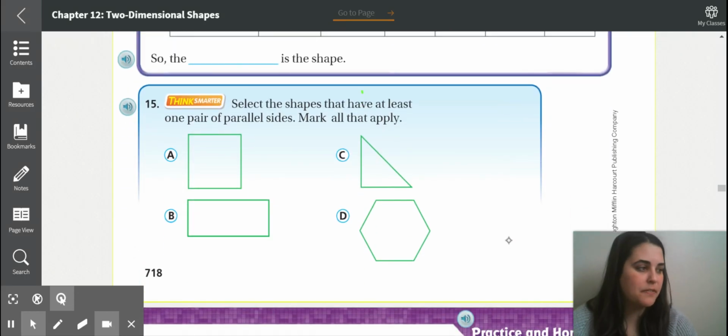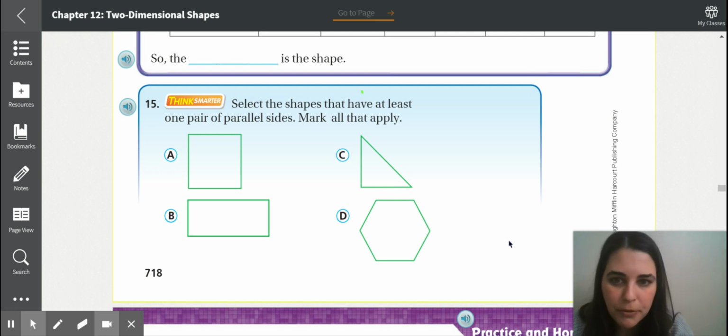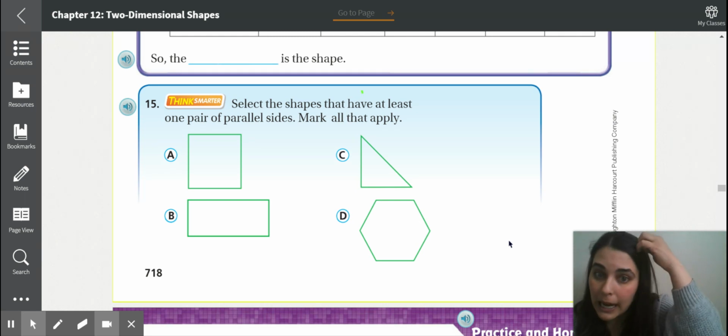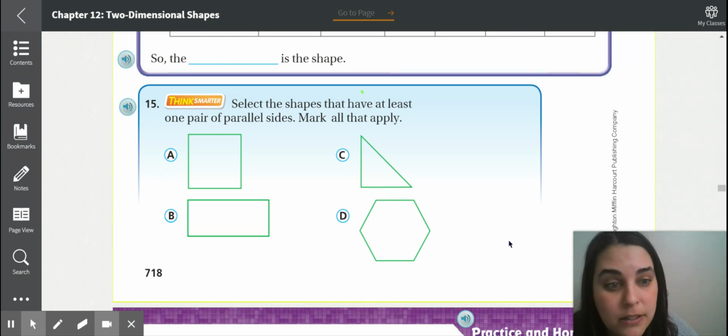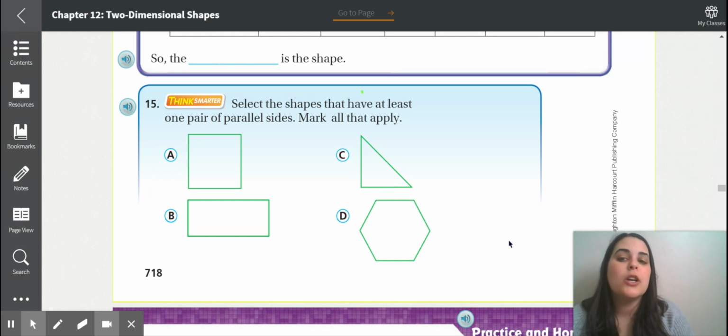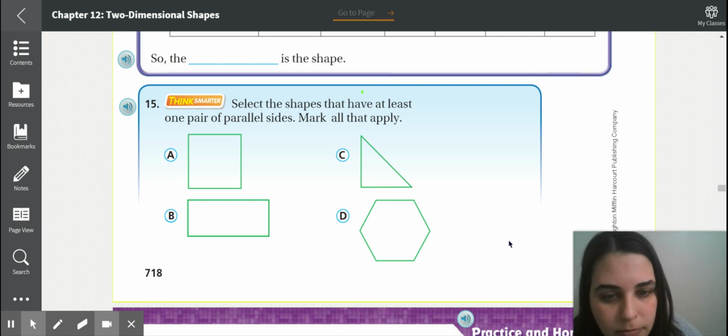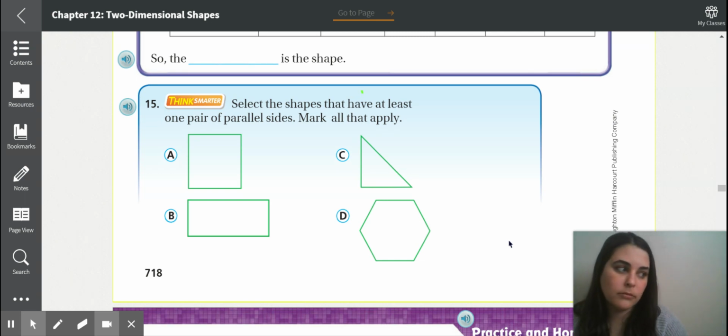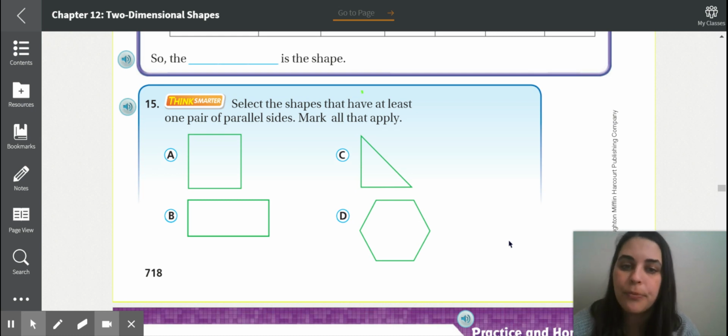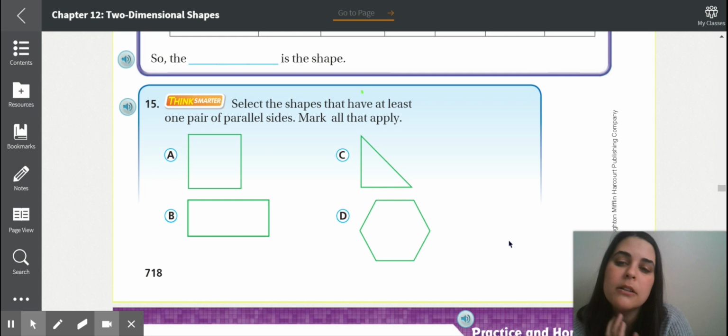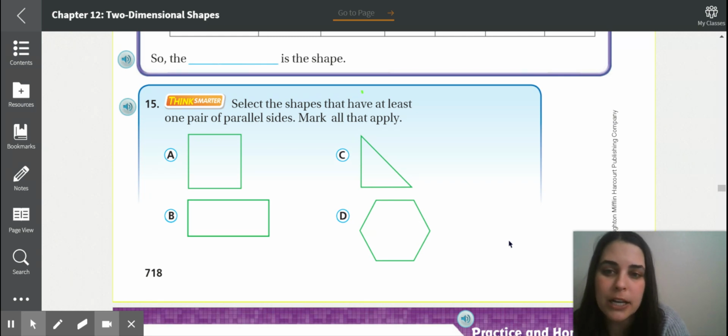Okay, I want you to skip all the way to number 15. So on to the next page, number 15. Select the shapes that have at least one pair of parallel sides. Mark all that apply. And we know when it says mark all that apply, it means there's more than one answer. So you're thinking about which shapes have at least one pair of lines that never touch, parallel lines. There are 3 right answers. So take another 30 seconds, mark which ones you think are right, and then we'll correct.